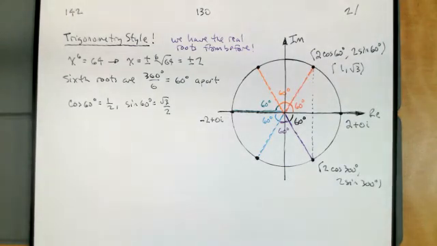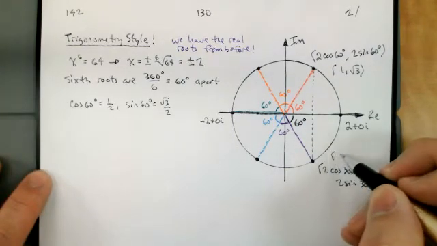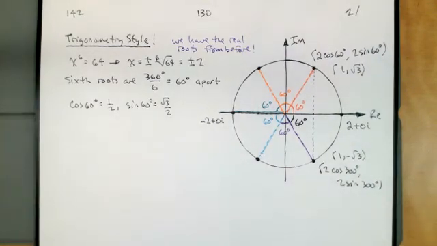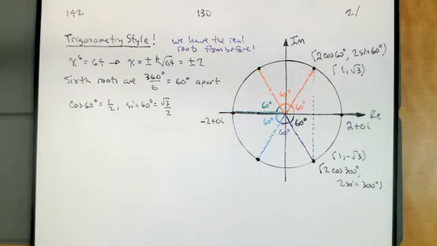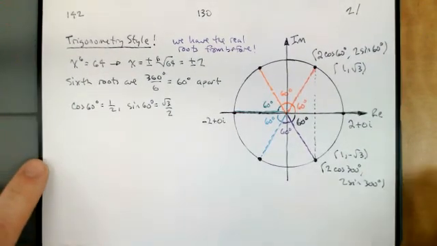That one down there in the fourth quadrant will be the conjugate of 1 and square root of 3. That's 1 and minus square root of 3. Has the same x coordinate and opposite y coordinate. Or same real coordinate and opposite imaginary coordinate.